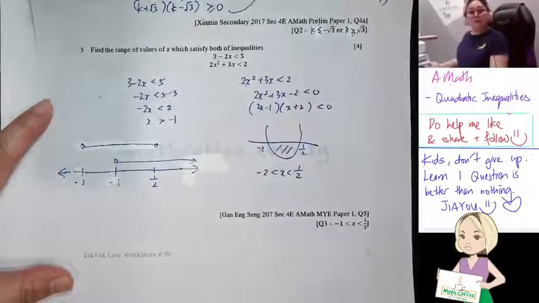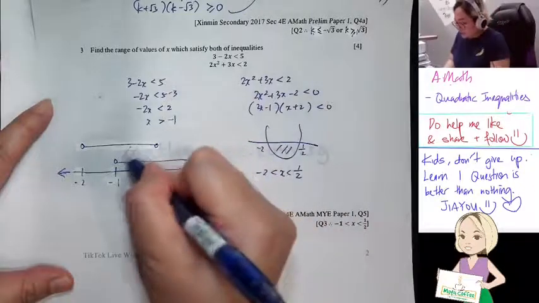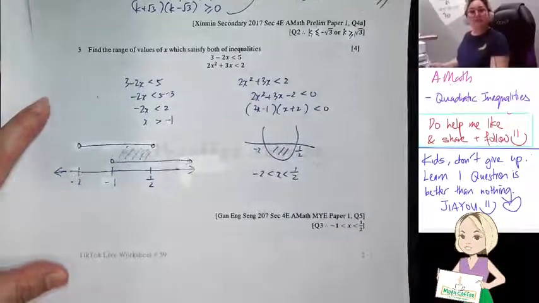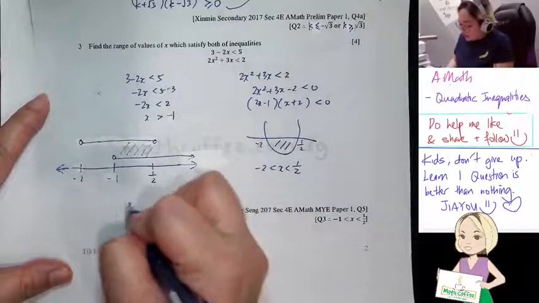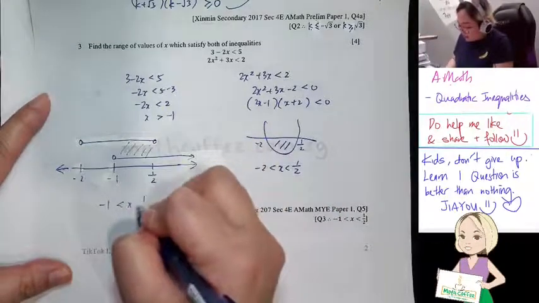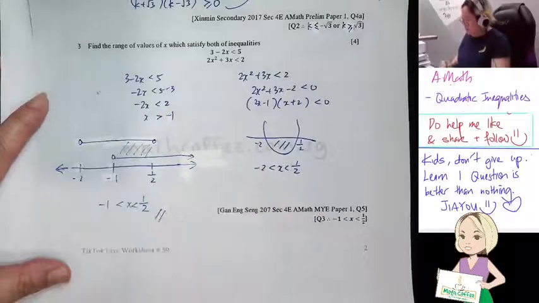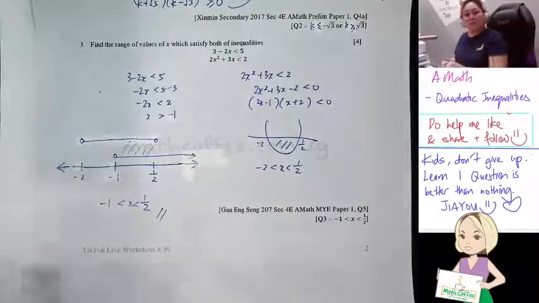Agree? Then the common region is this. And the final range is x is between negative 1 and half. Done. All good.